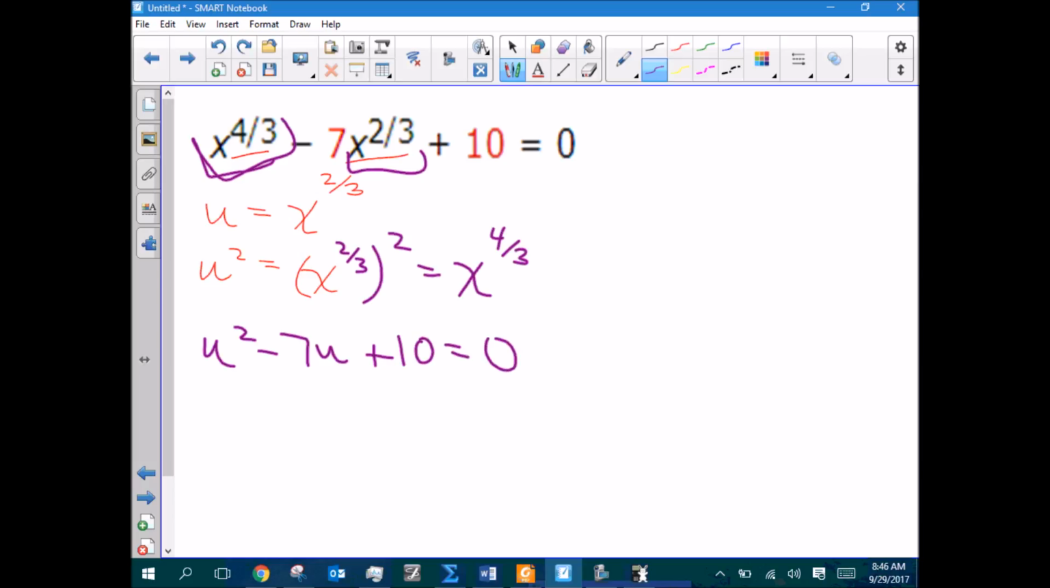Okay? If you recognize right off the bat that these are in a ratio of 2 to 1 as their exponents, you don't need to do this step. This will always work. You always get a u squared is equal to that first term. But I just wanted to do that in math to show you that it does actually work in this case.